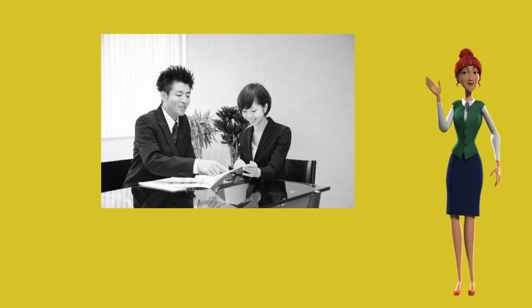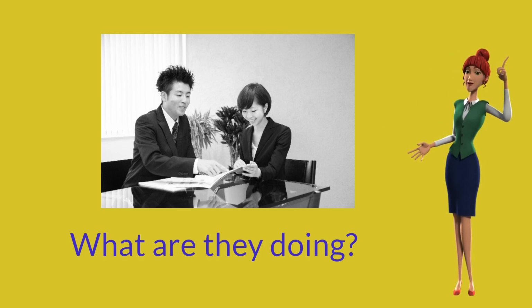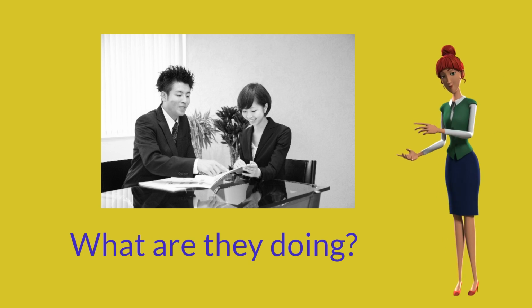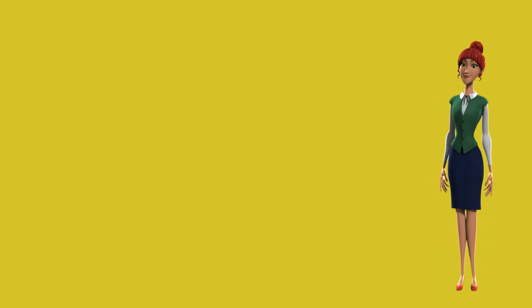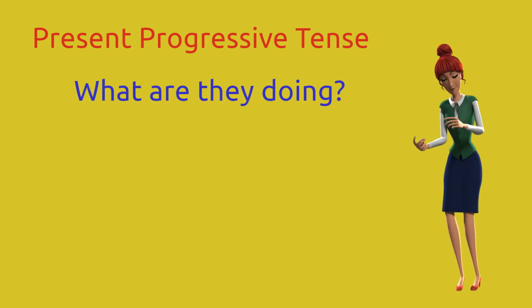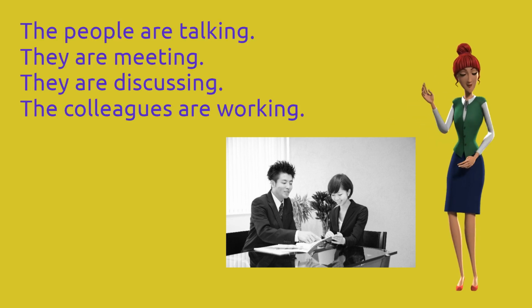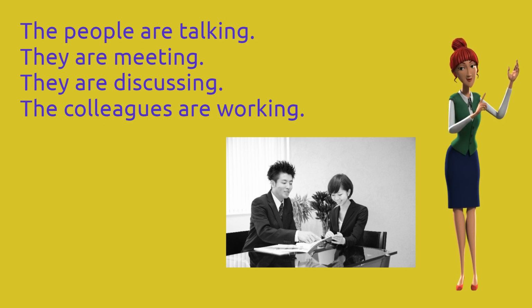You are going to make 2 kinds of sentences. The first kind of answer that you will imagine should be in the present progressive tense. It should answer the question, what are they doing? Most correct answers use the present progressive tense, so you should always make your predictions in that form. Looking at this picture, we might imagine some answers such as: the people are talking. They are meeting. They are discussing.